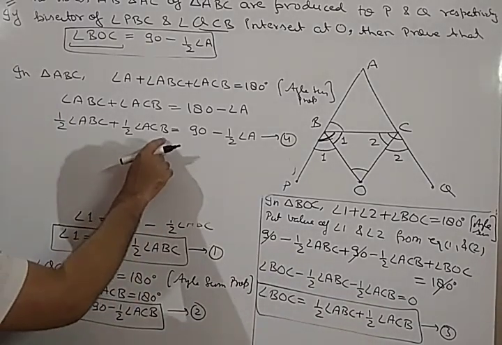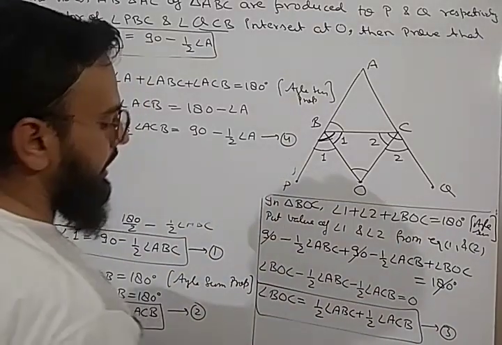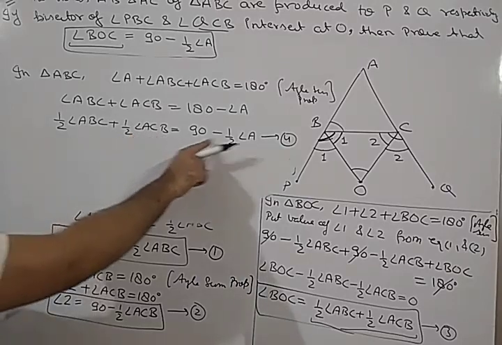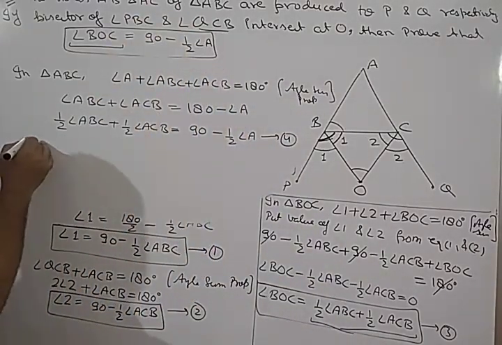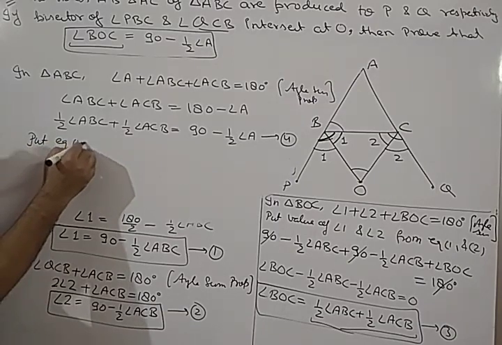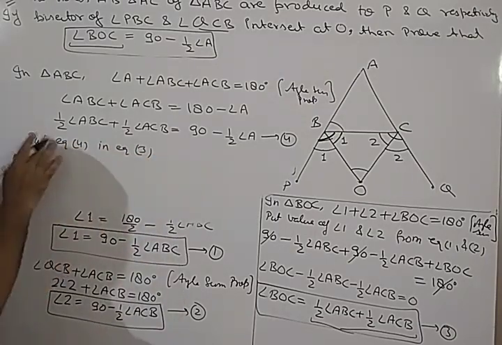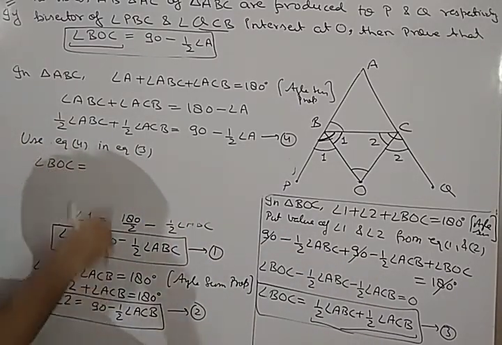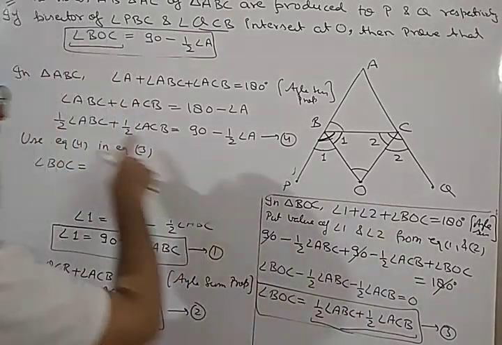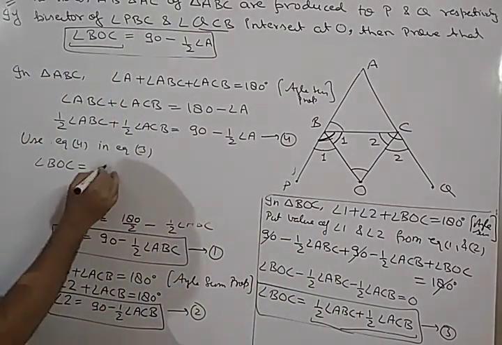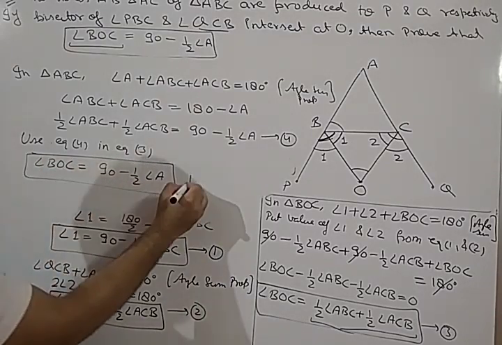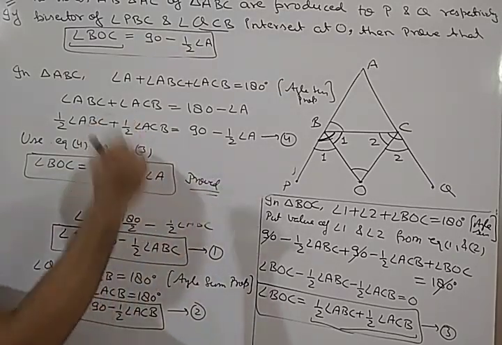Now if we use equation number 4 in equation number 3, in place of half angle ABC plus half angle ACB, if we put 90 minus half of angle A, then we will get our answer. So we put equation number 4 in equation number 3, then we will get angle BOC is equal to half ABC plus half ACB, and half ABC plus half ACB is equal to 90 minus half of angle A. So this is our required proof. So we have proved this particular question.